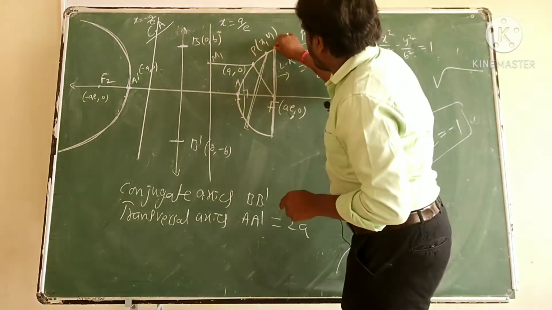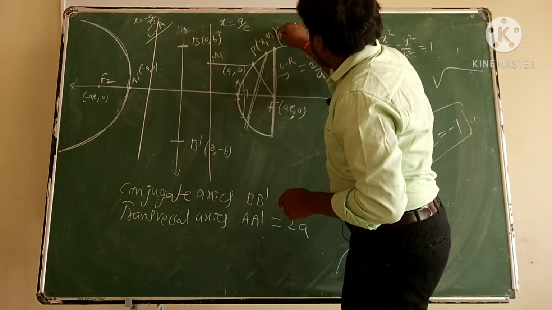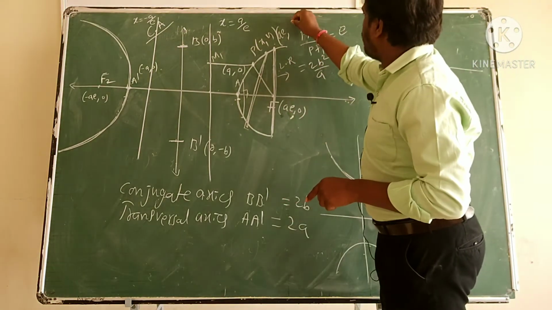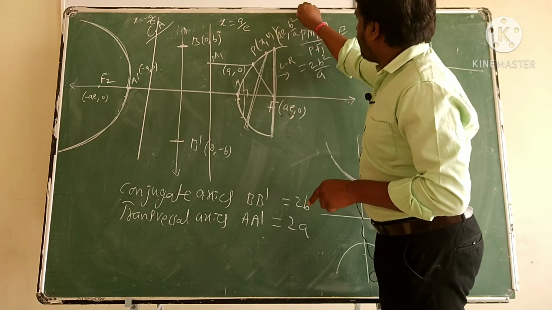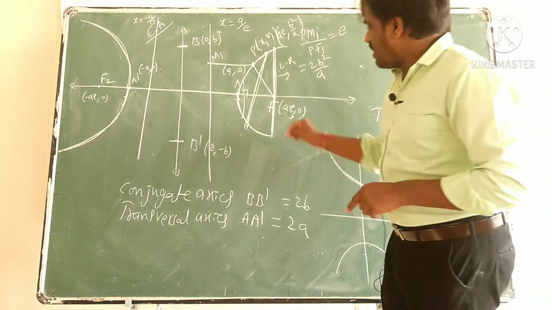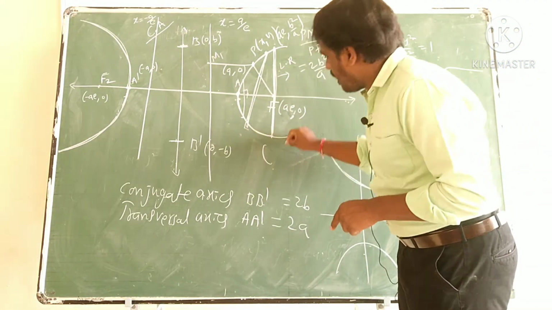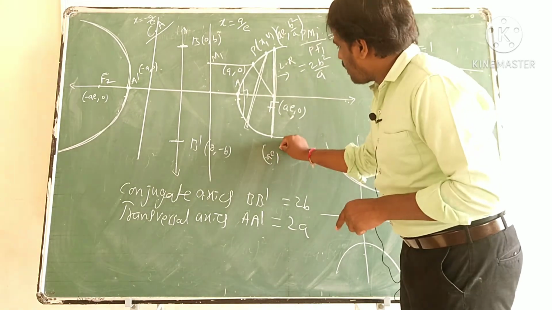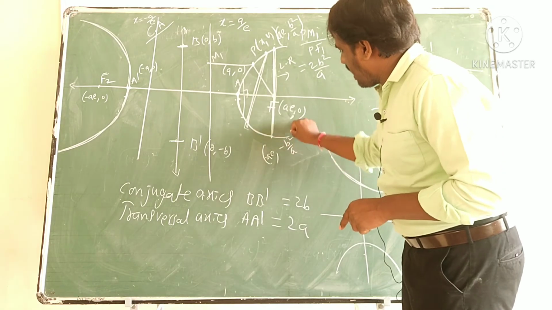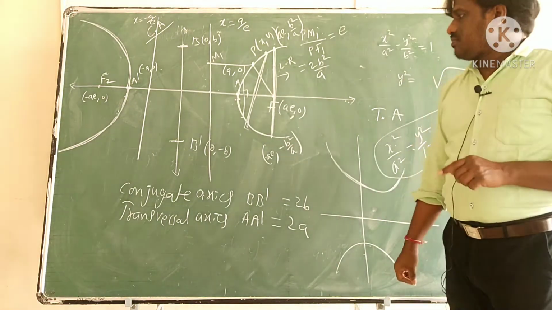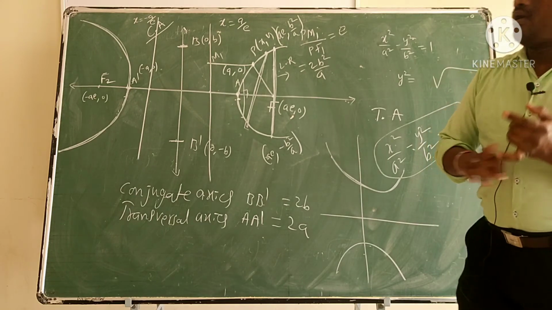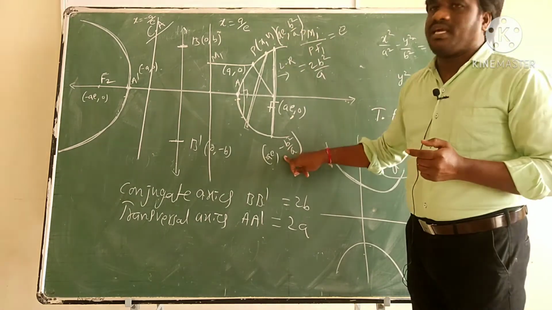So what is this point here? This is ae comma 0. And here I get b square by a. And this point on the hyperbola, this is also ae comma 0, but here I will get minus b square by a. Plus or minus, you will get the y value as plus or minus b square by a. Plus will be here, minus will be here.